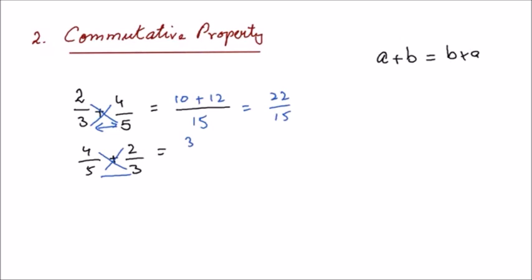Now multiply 3 with 4 and we get 12. 2 with 5 we get 10. Now the answer is the same. It means rational numbers have commutative property, or the addition of rational numbers is commutative.